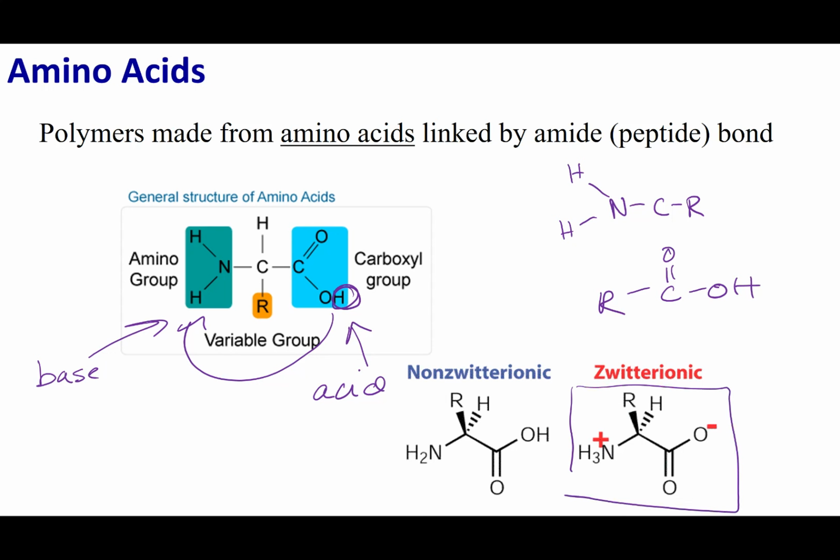Now you'll see the amino acids in both of these forms, where I don't deprotonate the carboxylic acid or protonate my amine. If it's in this form right here, where the hydrogen is on the amine and my carboxylic acid is deprotonated, we call this the zwitterionic form. A zwitterion is something that has a positive charge and a negative charge on the same molecule. So just be careful. You can see the amino acid represented in the zwitterionic and the non-zwitterionic form.